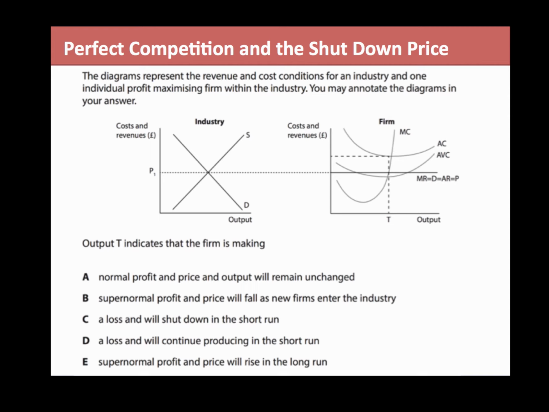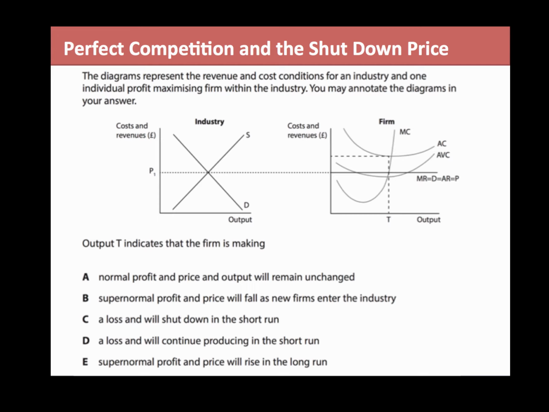Here's another perfect competition multiple choice question. So we're given the revenue and cost conditions for an industry and 1 representative profit maximizing firm. And this should be familiar to you. On the left hand side is the industry's supply and demand curve, and on the right hand side a firm's cost and revenue curves. They're taking the price P, which becomes their demand curve.